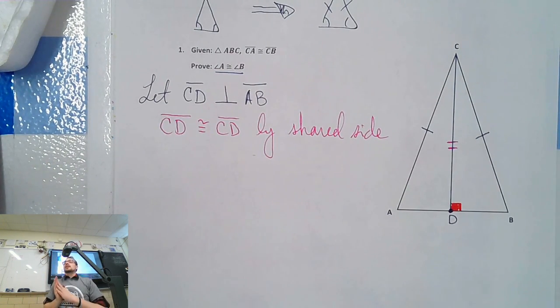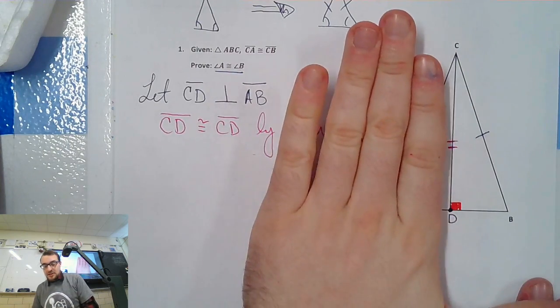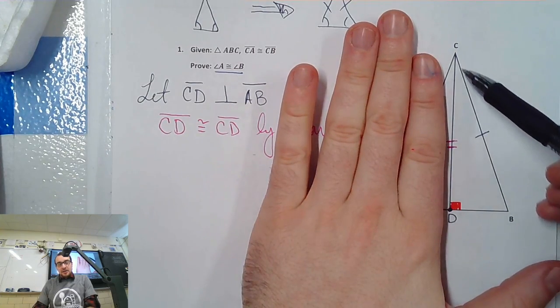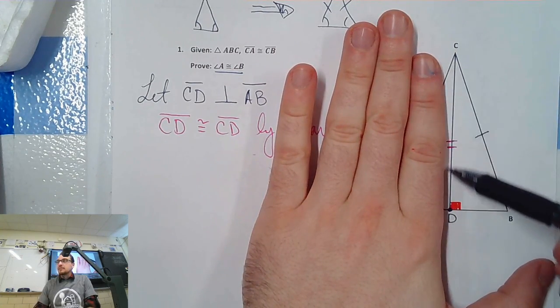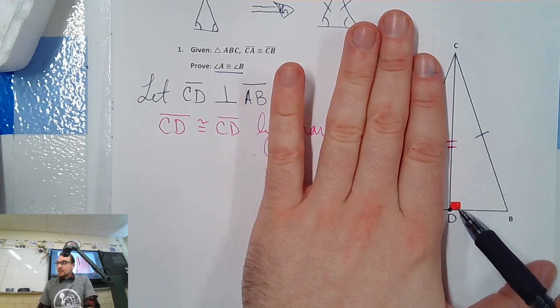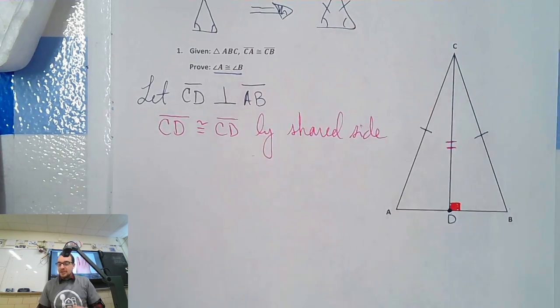Now, we almost have enough information to prove these triangles congruent. If you look at the right side triangle, we've got a hypotenuse and a leg, right? So we can use HL, hypotenuse, leg, because it's a right triangle, and we know the hypotenuse and the leg are matching, right?